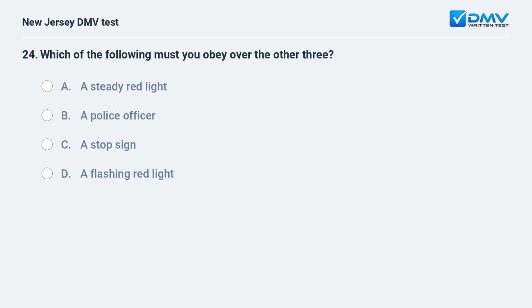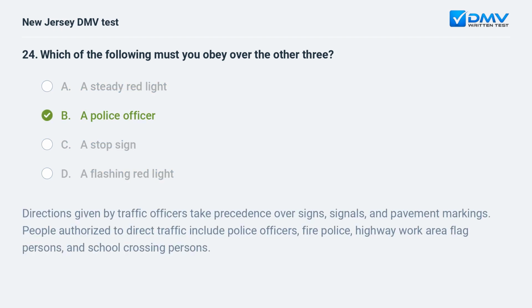Which of the following must you obey over the other three? A. A steady red light. B. A police officer. C. A stop sign. D. A flashing red light. B. A police officer.